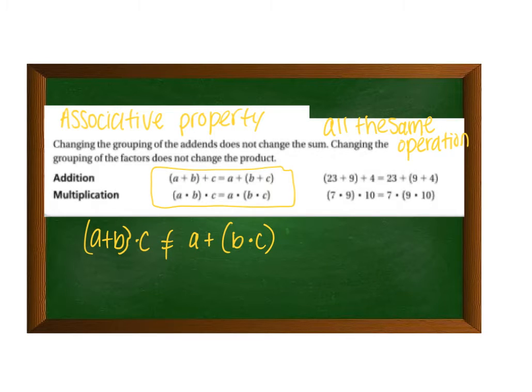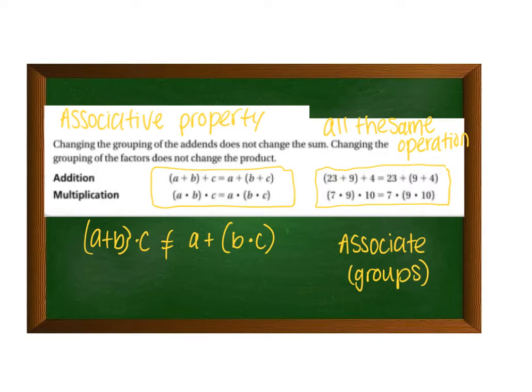Okay, so let's take a look at our examples. We've got 23 plus 9 plus 4, that's equivalent to 23 plus 9 plus 4, and the same thing for multiplication. All right, how I remember this one? Associate different groupings. Okay, you associate with different groups, right? So when you're grouping something different, you're changing the association, so this is called the associative property. That's how I remember it. You don't have to remember it that way, but.